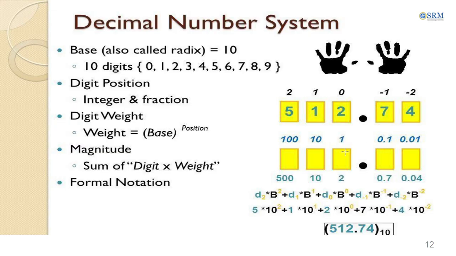So we can calculate the weights: 0.1 and 0.01 for the 7 and 4 respectively, and similarly 1, 10 and 100 for the 2, 1 and 5 respectively. When we multiply each digit with its respective weight and sum all of them, we finally get 512.74 in decimal, and we can write it in a small bracket with the base 10.